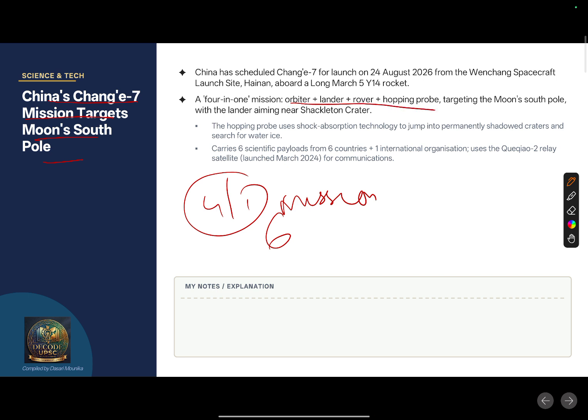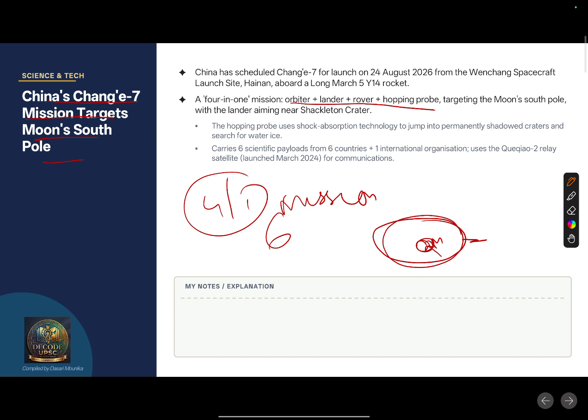Now let us understand each one. Orbiter: the orbiter goes around the moon. Assume this is the moon. It goes around the moon and studies it from above. Lander: it makes a controlled landing over the lunar area. Rover: it moves across the surface and conducts scientific exploration experiments.